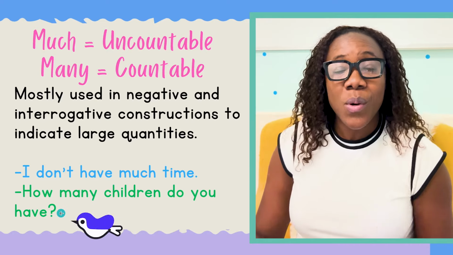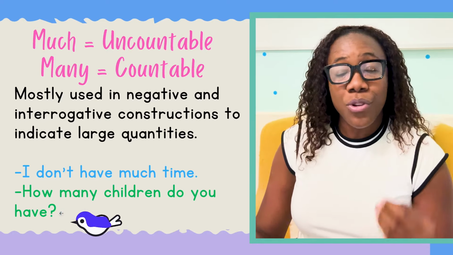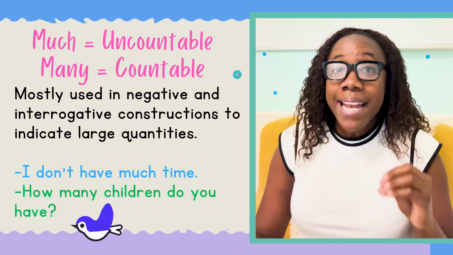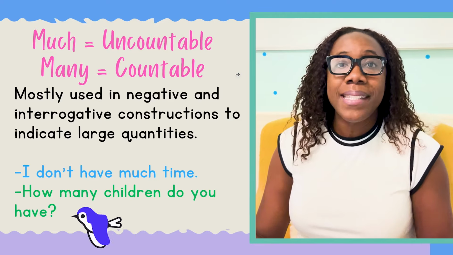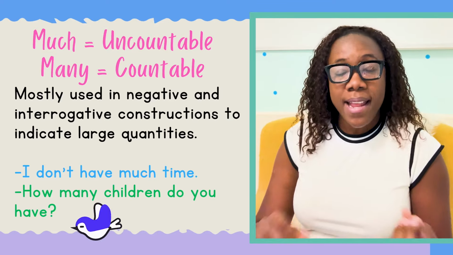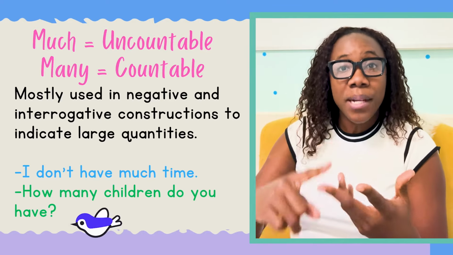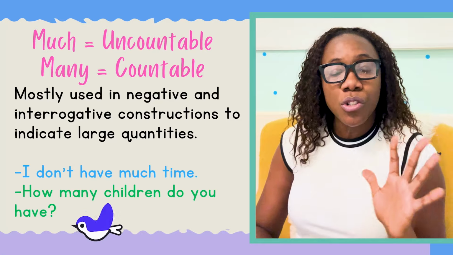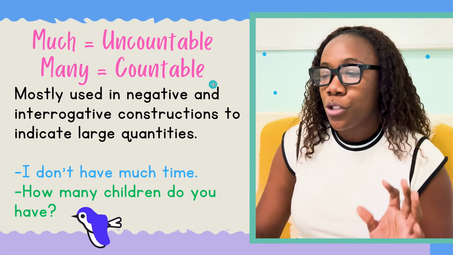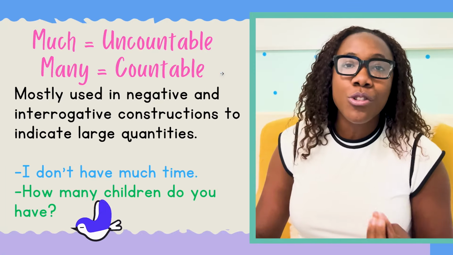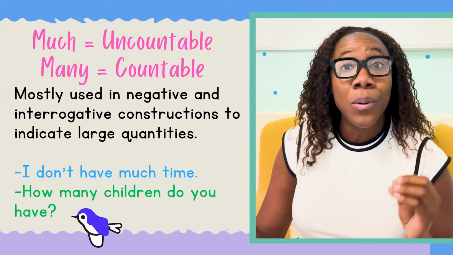Example number 2, how many children do you have? I can count children. So for example, if someone has 5 children, they can tell you their names: Mary, Jane, Tom, Jim, Sue. 5 children. So we say, how many children do you have? Because children is a countable noun.